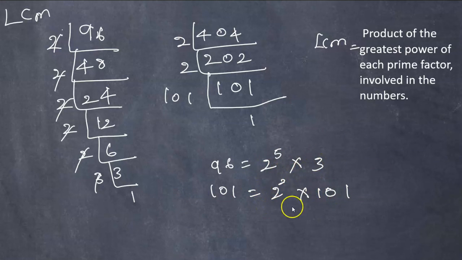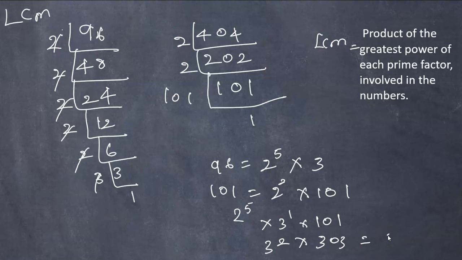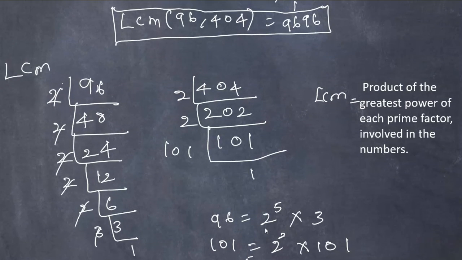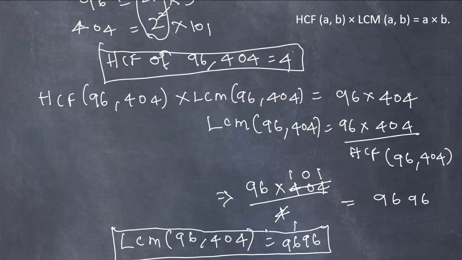In 2, when we have more than one power, you have to go for the greater one. So it is 2 power 5 into 3 power 1 into 101. When you multiply this, 2 twos are 4, 4 twos are 8, 8 twos are 16, 16 twos are 32, and 32 into 3 into 101 is 303, giving the answer 9696. This is just for checking, but you have to stop till the earlier step in the exam. So we have got the LCM as 9696 even by the factorization method.